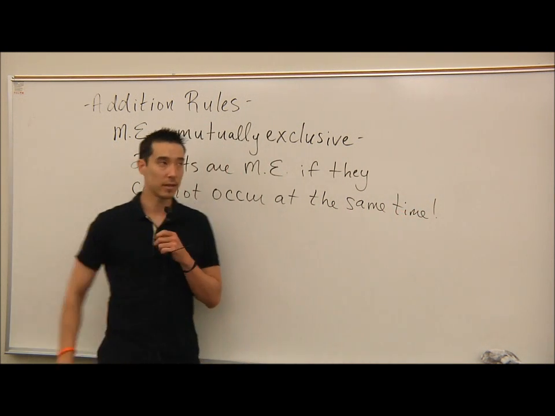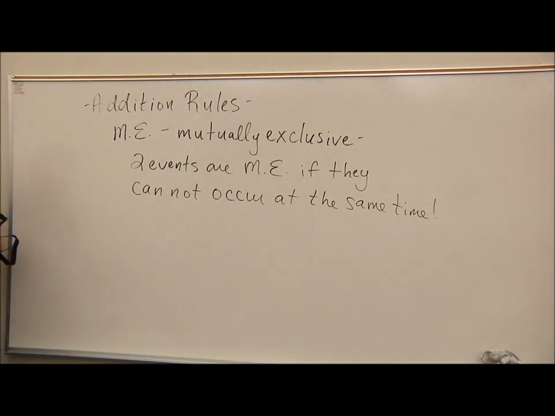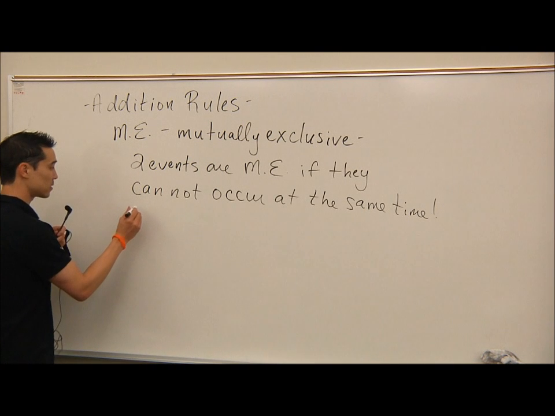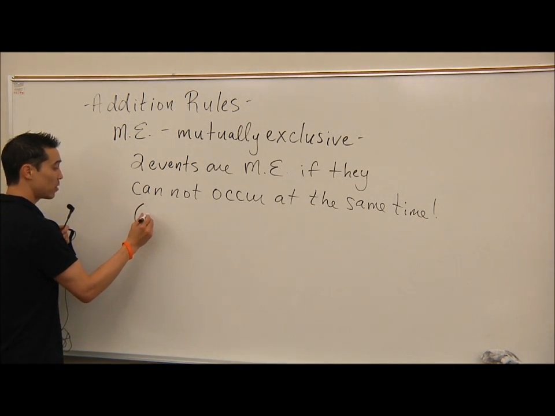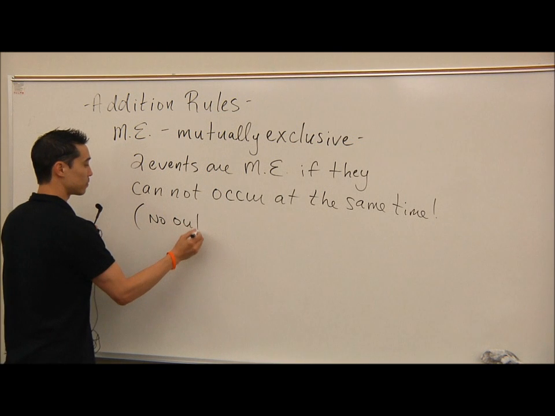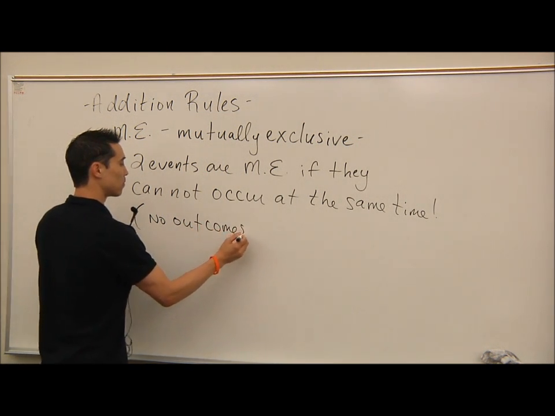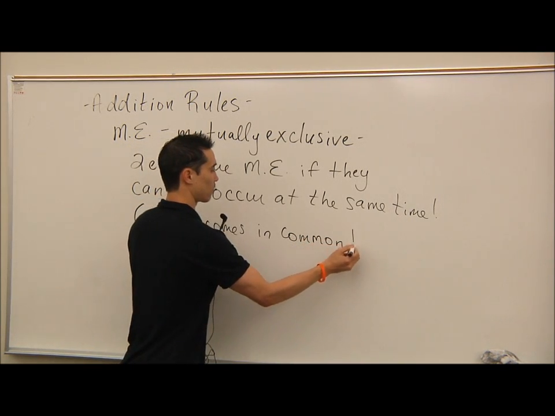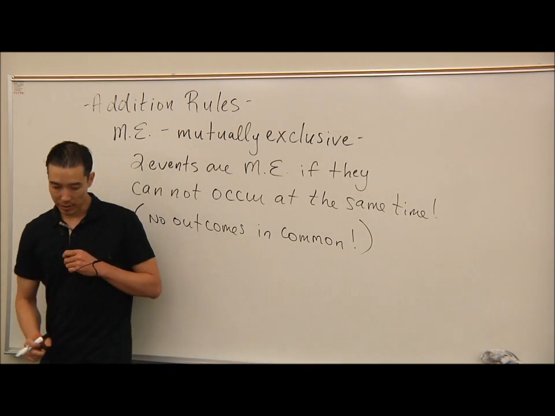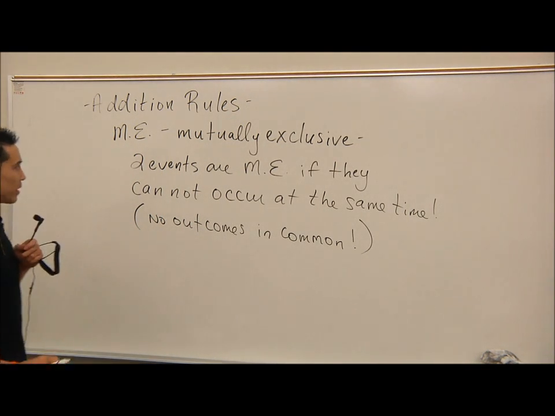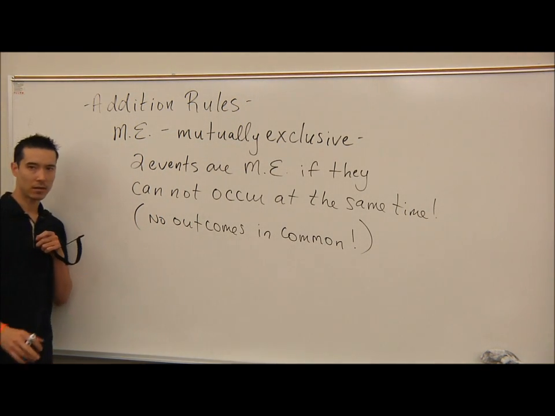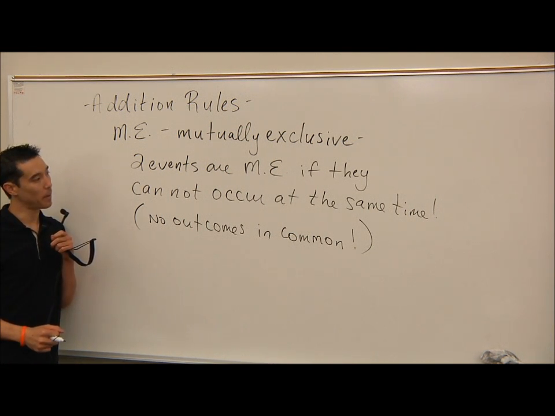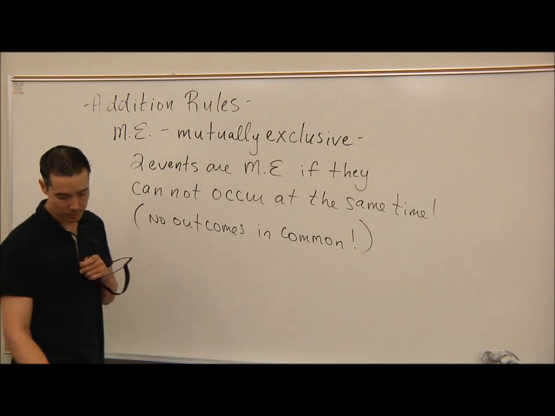Another way of thinking about this: they cannot occur at the same time, or they have no outcomes in common. So that's what it means to be mutually exclusive. Before we get any further, I'm going to put some examples down, and let's just talk about whether these things are mutually exclusive or not.